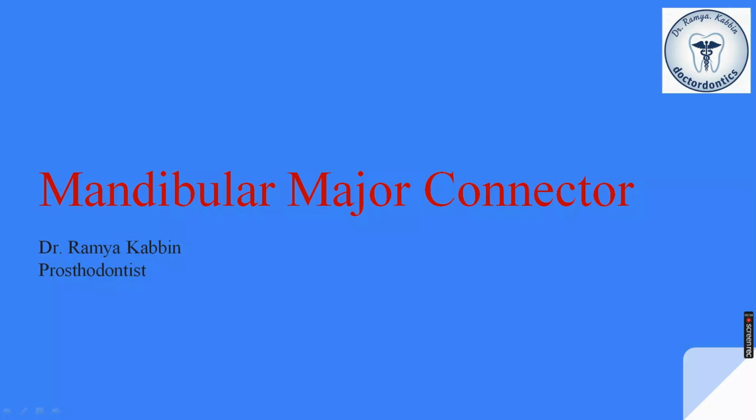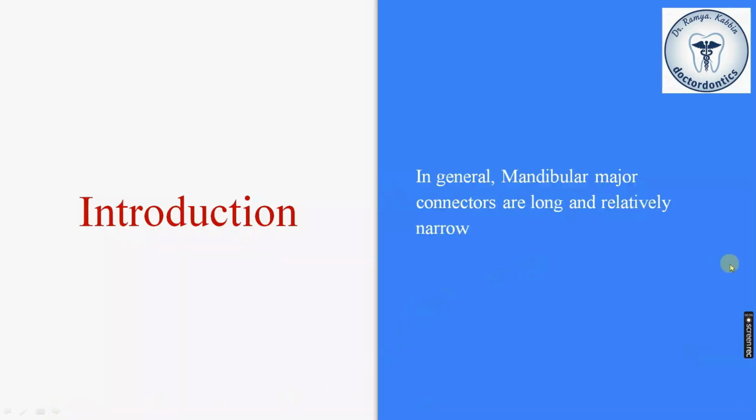Mandible major connector. A major connector is the connector which connects components on one side to the other side. It is just like a bridge which connects two roads. Now, moving to the next. Introduction. In general, mandible major connectors are long and relatively narrow, as compared to the maxillary major connector.